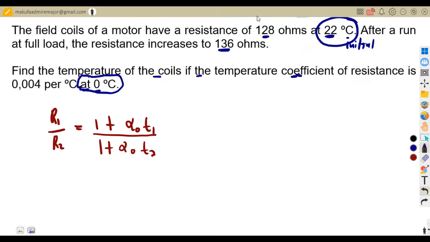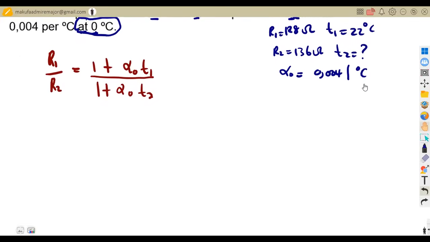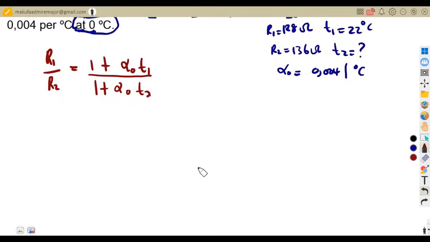On our given information, for the initial temperature, this is our R1. So R1 is 128 ohms at T1, which is the initial temperature of 22 degrees Celsius. Then after the run, the resistance has increased, so we've got R2 at 136 ohms. We do not know the temperature that corresponds. The temperature coefficient of resistance at 0 degrees Celsius is 0.004 per degree Celsius. So we can simply substitute into our formula so that we can calculate T2.